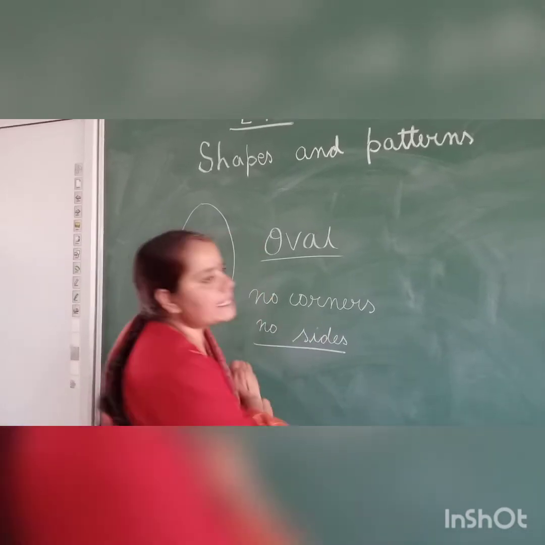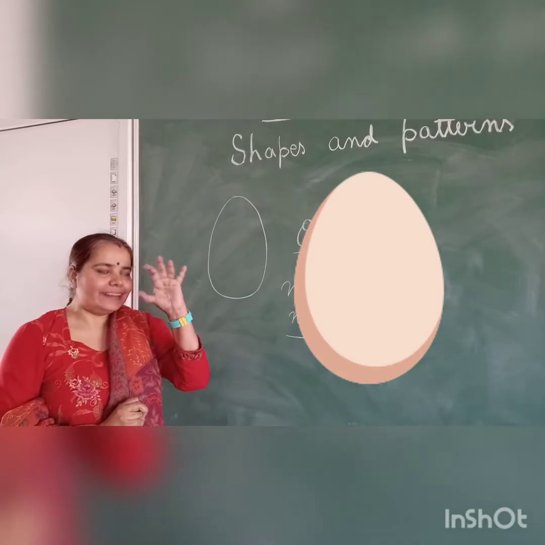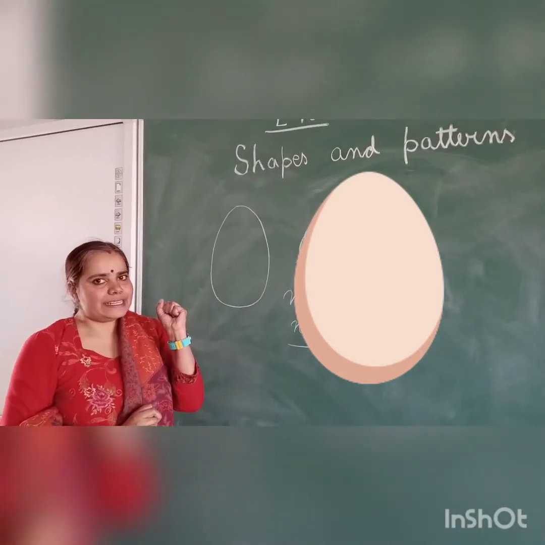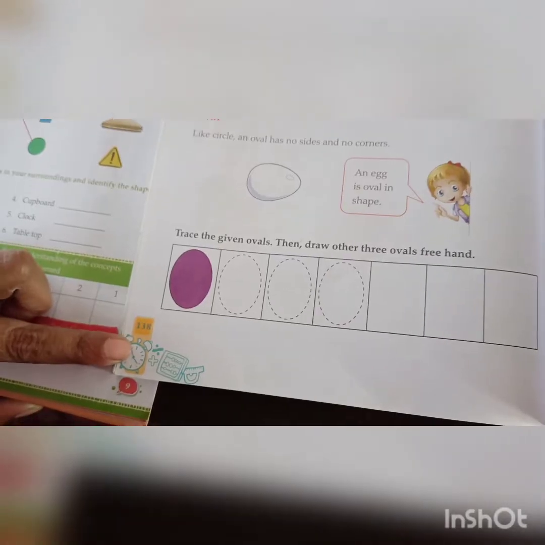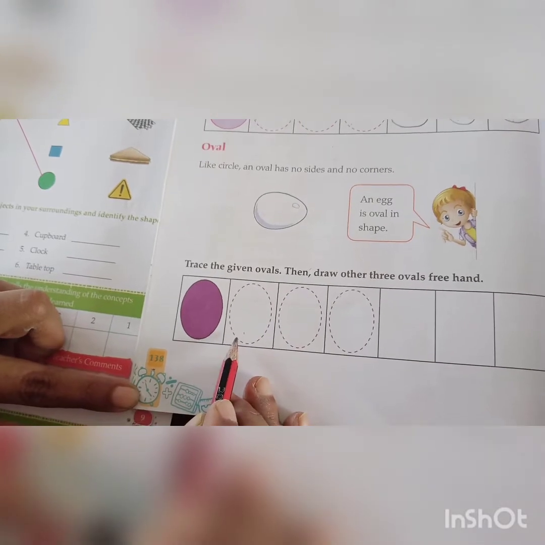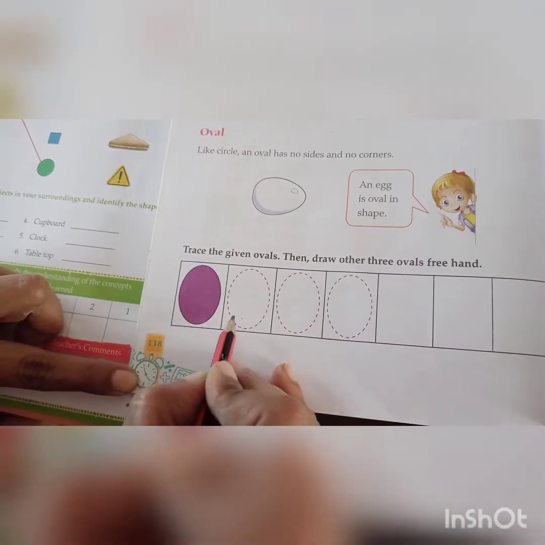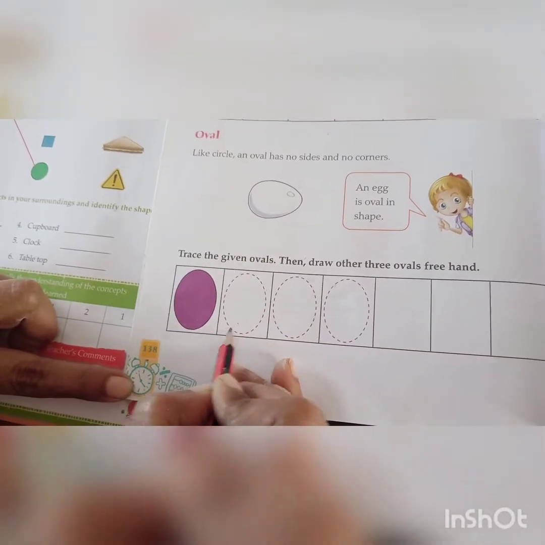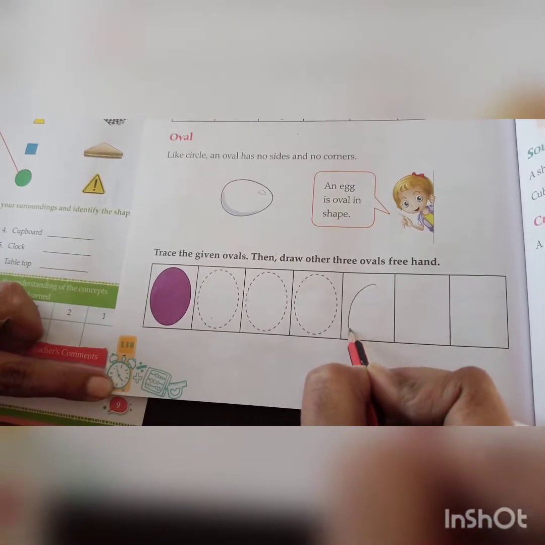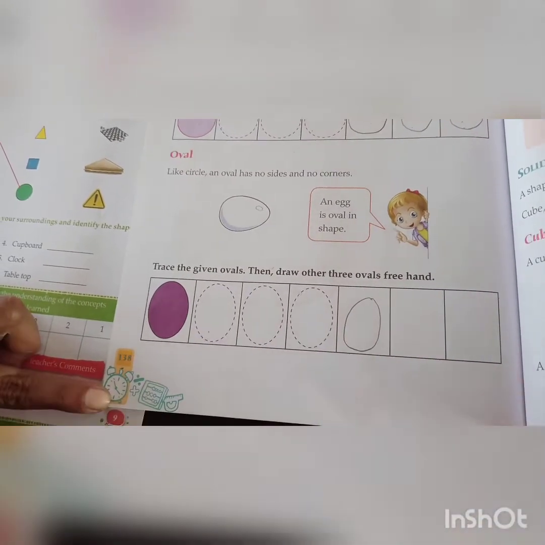And a very good example of this oval is an egg. What is the example of this oval? An egg. Okay, children? Course book only, page number 138. Again we have to do the tracing of oval on the dotted lines first. First we are going to join the dotted lines, and again in this space we will do the tracing of oval freehand. Okay, and then we will do the coloring also.